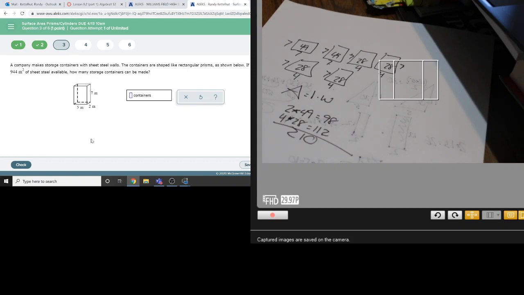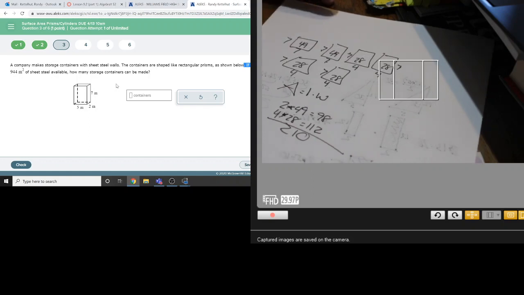A company makes storage containers with sheet walls. Rectangular prism. So we're going to do the exact same thing. If the company has a total of 944 square meters of steel available, how many can they make? So first, find the surface area, and then you're going to divide it underneath the 944 because you want to know how many will go into that 944.